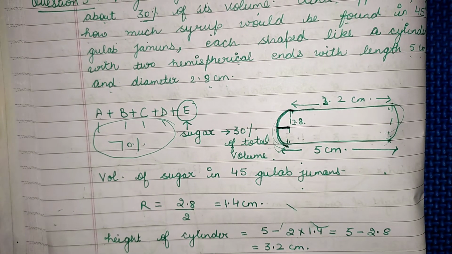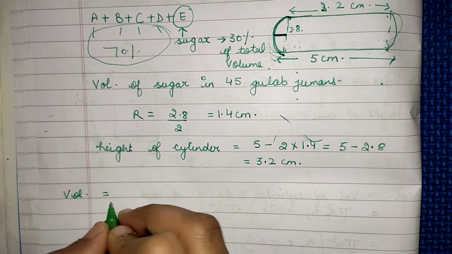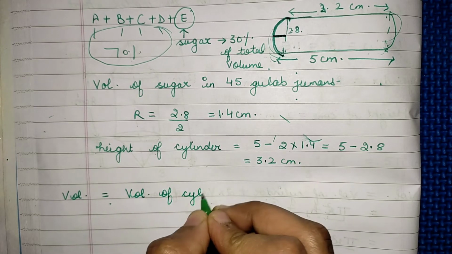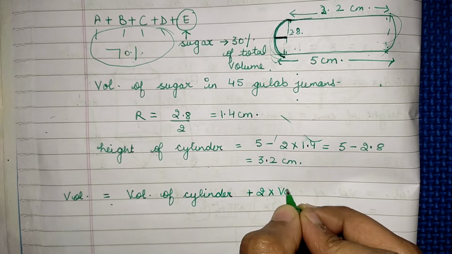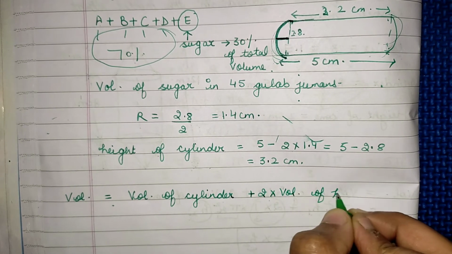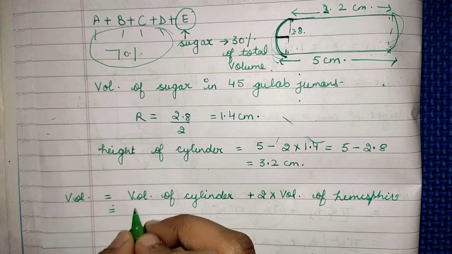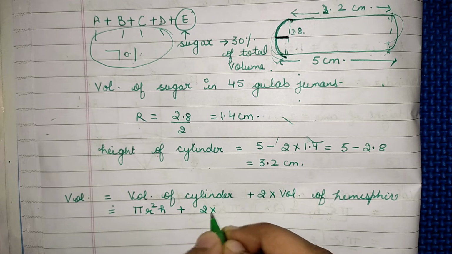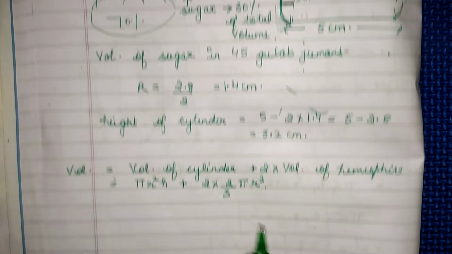Why have I found the height of the cylinder? Because I will require it in the question. And total volume will be equal to what? Total volume will be equal to the volume of the cylinder plus 2 times the volume of the hemisphere. Okay, so volume of cylinder is what? Volume of cylinder is pi r square h, plus volume of hemisphere is what? Volume of hemisphere is 2 by 3 pi r cube.